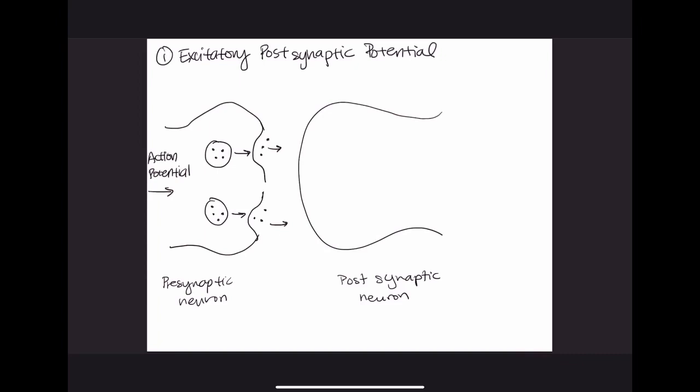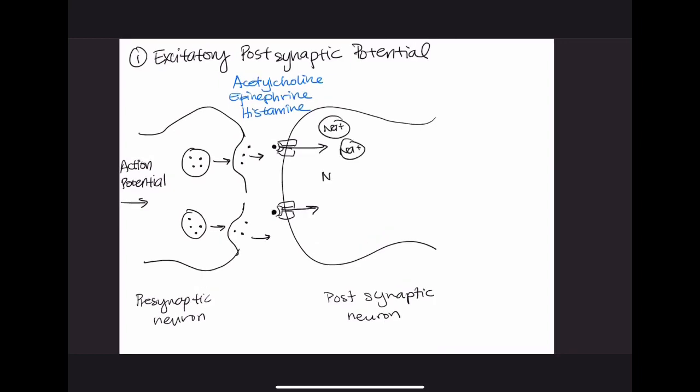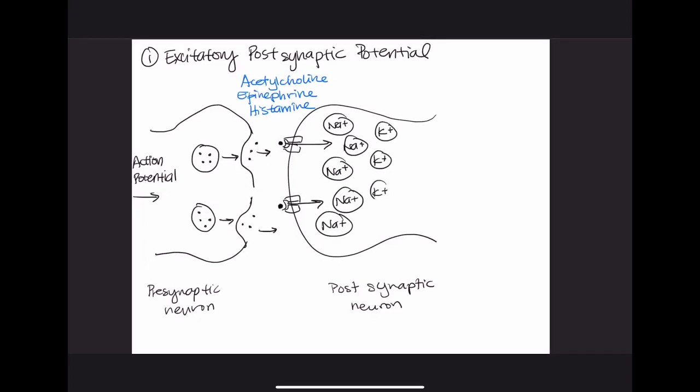In the case of the excitatory postsynaptic potential, there are actually specific types of neurotransmitters that are specific to this scenario. So we have acetylcholine, epinephrine, and histamine. So once these are released, again, same thing, these neurotransmitters will interact with the receptors at the postsynaptic neuron, where now they will open up these ion-gated channels, letting in positive ions such as sodium and potassium.